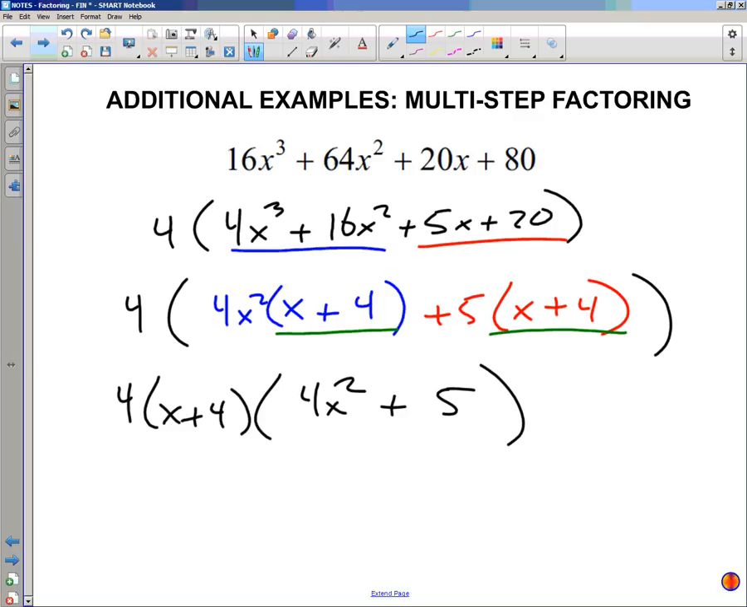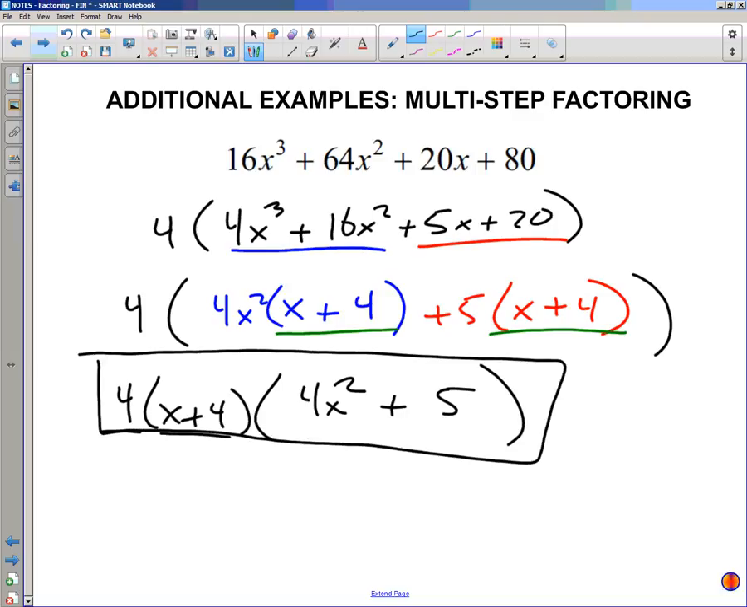Let's see if we can go any further with this. That's factored, that's factored. 4x squared plus 5. There's no GCF there, and there's no other special cases we can do. So there we go, and we're done.